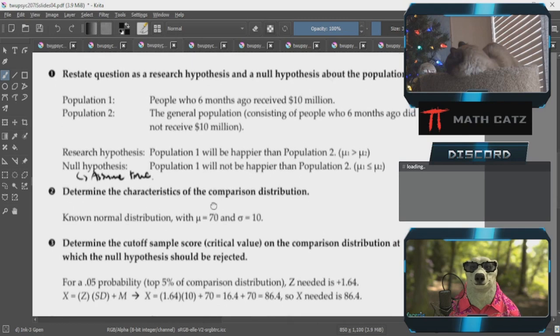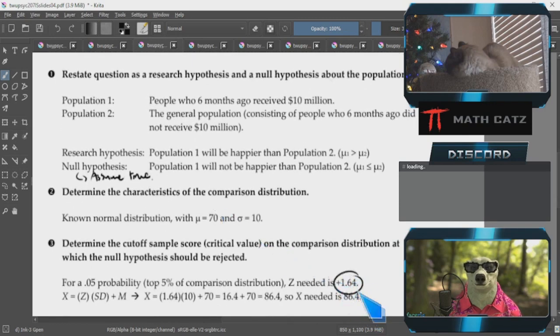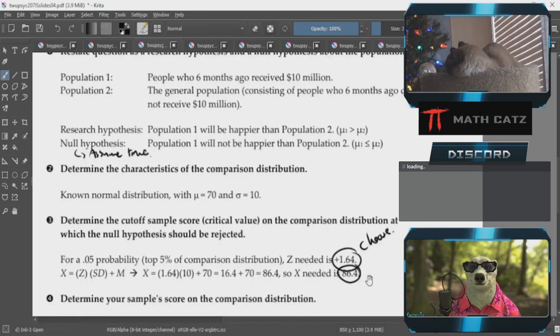So we determined the cutoff. You can choose, do you want to go z-score? Do you want to convert it back to the raw score? We'll do both. Give you options. You don't have to do both.